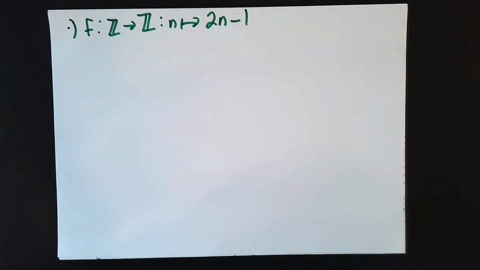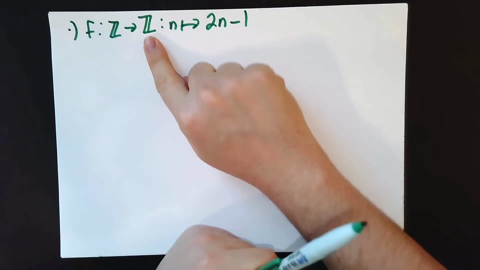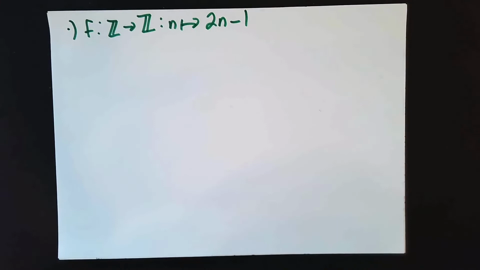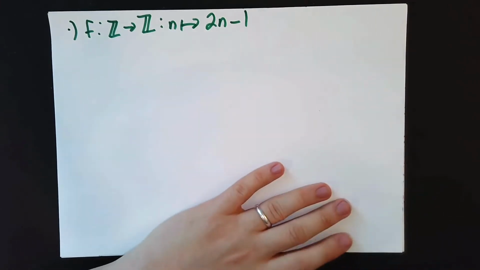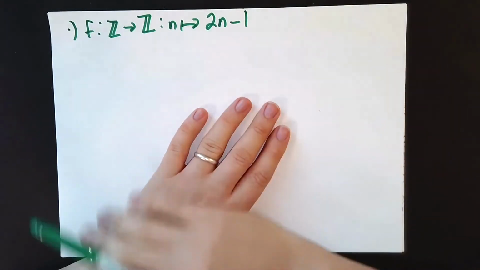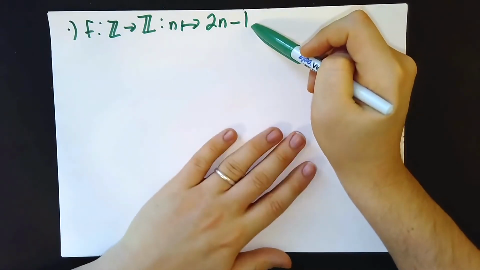Instead of just asking, is this function onto, I could ask something like, can I think of a number in the codomain that could never be an output of this function? And if you look at it, I think you can. Because what do you know about 2n minus 1? Well, 2n minus 1 is always odd.